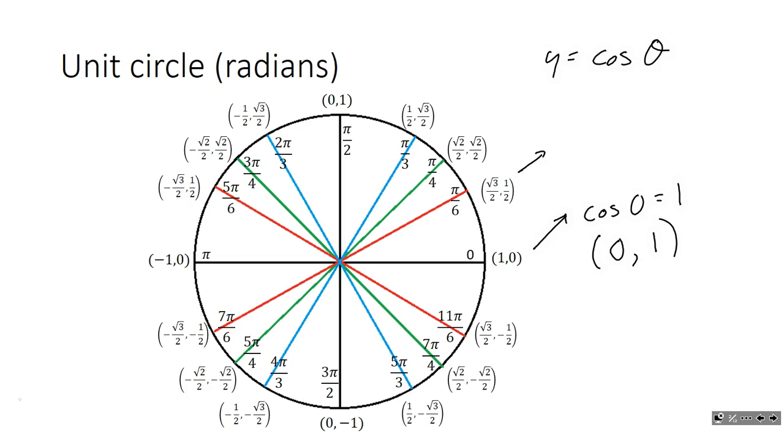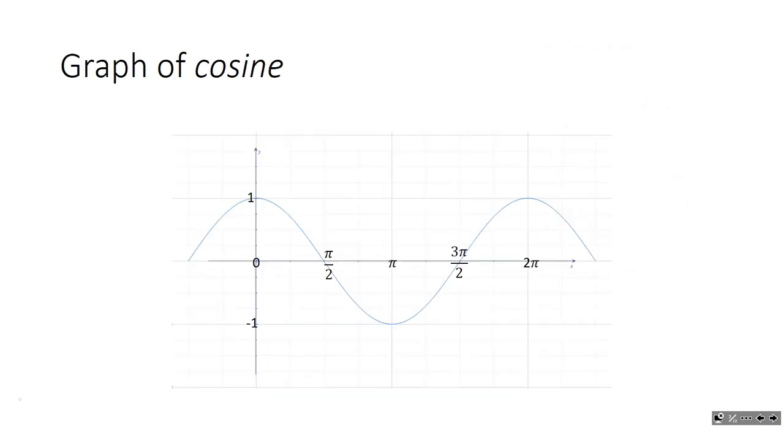Here at pi over 6, since the cosine of pi over 6 equals square root of 3 over 2, what we'd have would be pi over 6 as a cosine of square root of 3 over 2. And see, if we just keep going around, we'd have the angle followed by the first coordinate on the unit circle. If we take all of those and plot them, we get a graph that looks like this.